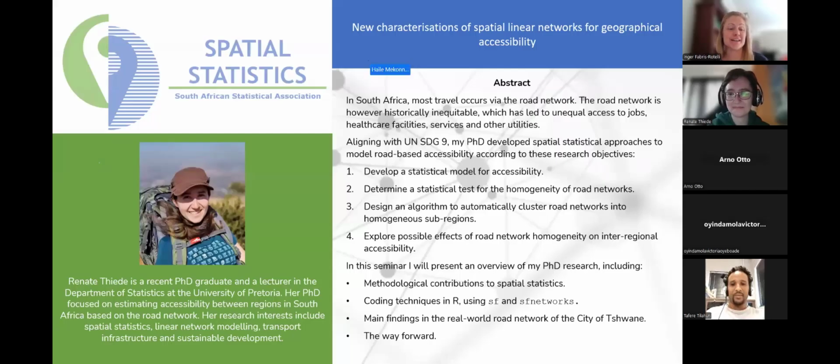So she's currently a lecturer at the University of Pretoria in the Department of Statistics. She's a permanent staff member from July last year, July, somewhere around there. August, there we go. So today she's going to talk to us in the Spatial Stats interest group on her work that she did during her PhD, specifically focusing on spatial linear networks, which is incredibly interesting.